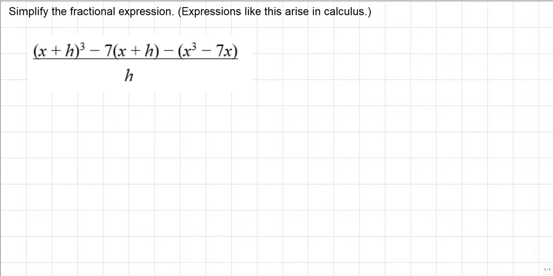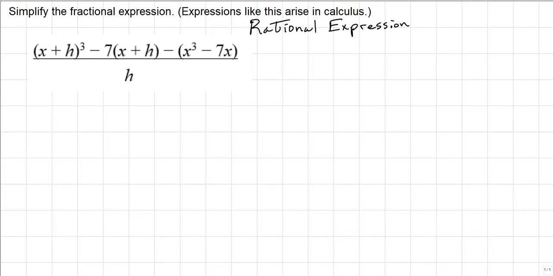Simplify the fractional expression. Expressions like this arise in calculus. And this following expression is not only a fractional expression, it can also be called a rational expression. And when it talks about expressions like this arising in calculus, it actually arises in just about every branch of mathematics. And so what we really need to understand is the technique for simplifying this.